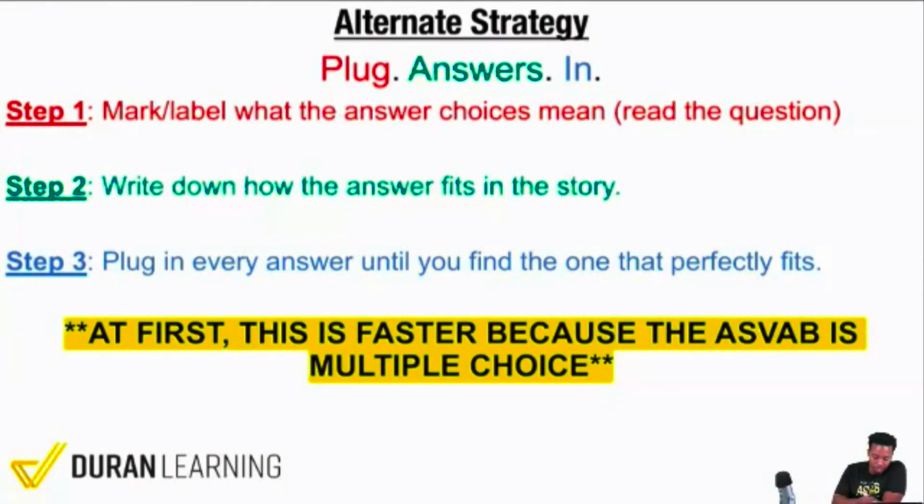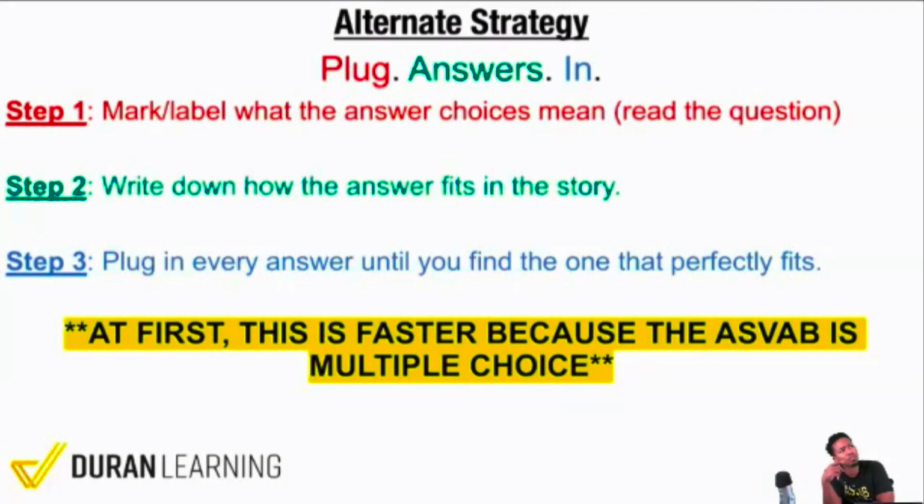Here's how you're going to plug in using this alternate strategy. Step one, same deal. You're going to mark or label what the question's asking you to figure out. But you're going to understand that the answer choices represent the answer. So what you're looking for is right there in the multiple choice section. Step two, you're going to write down how the answer fits into the story. That's the same thing as creating the equations.